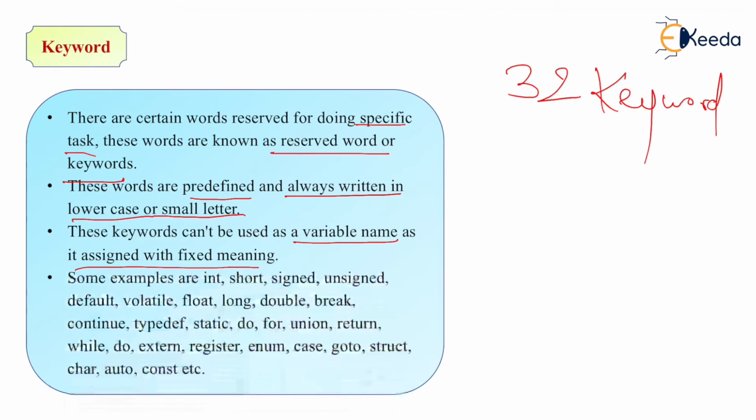For example: int, short, signed, unsigned, default, volatile, float, long, double, break, continue, typedef, static, do, for, union, return, while, extern, register, enum, case, goto, struct, char, auto, and const. There are more words present. As I told, 32 keywords are present, and these are some examples of your keywords. Those words you cannot write as your identifier. We'll see these words in brief in our next videos.